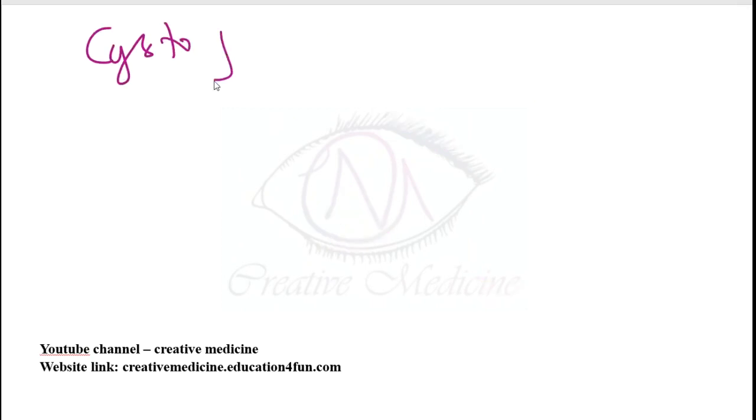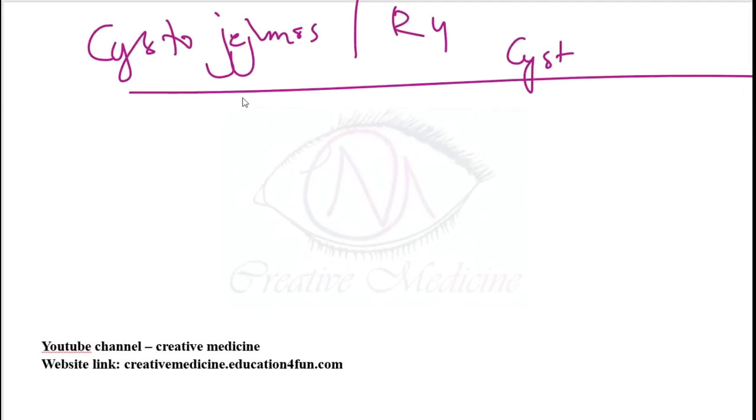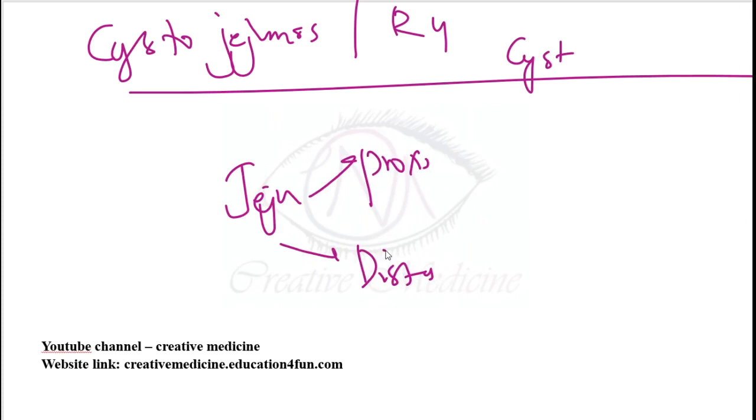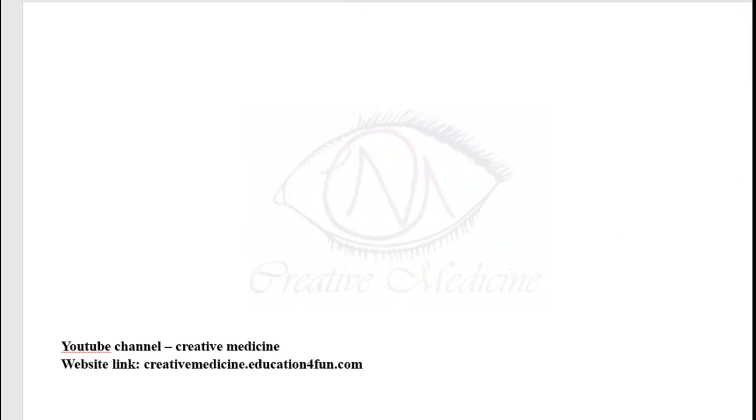Next we also have cystojejunostomy, also called Roux-en-Y cystojejunostomy. In this, the jejunum is divided into a proximal limb and a distal limb. The proximal limb is anastomosed with the lower part of the Roux-en-Y technique, whereas the distal limb is anastomosed with the cyst. So it is almost similar.